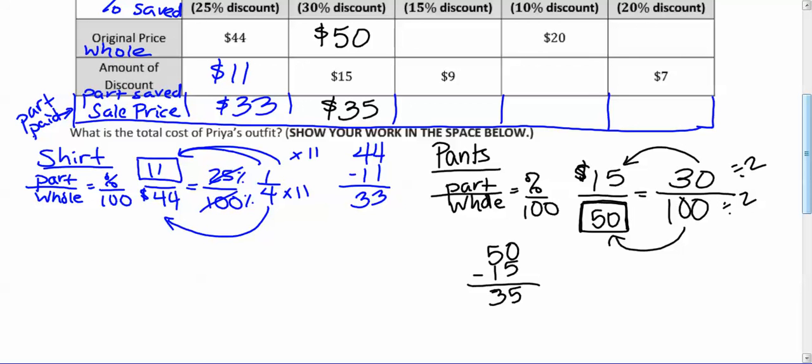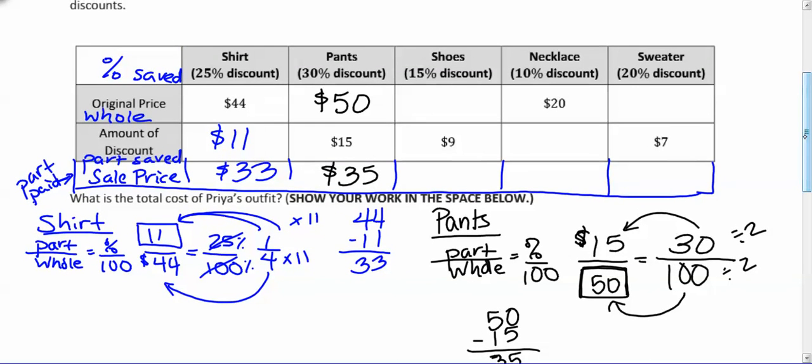Any other questions? Your homework tonight is to finish finding out the prices of the shoes, necklace, and sweater. Sit down, please. I'm not done. The shoes, necklace, and sweater, and then add up all of the prices to figure out the price of the outfit.